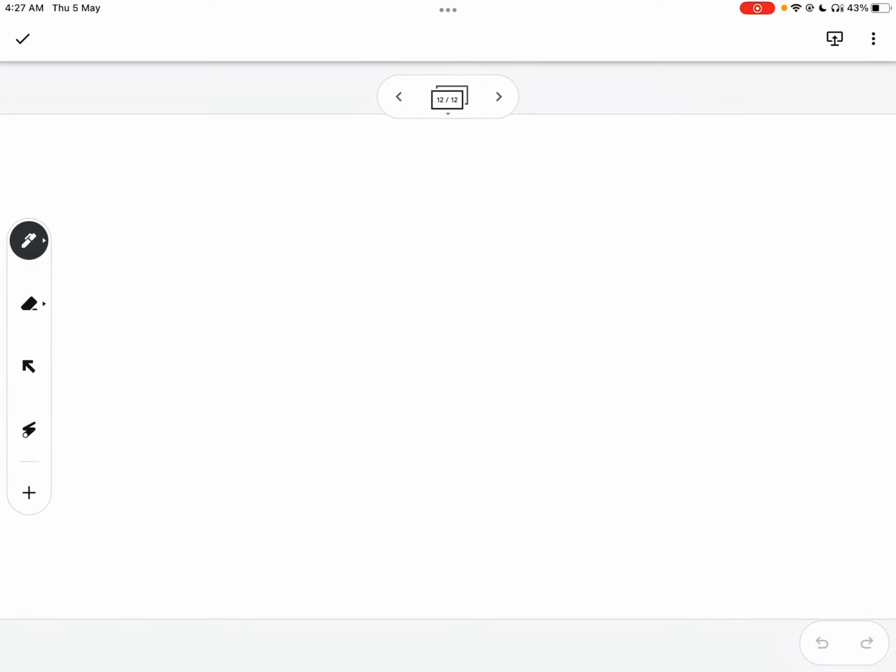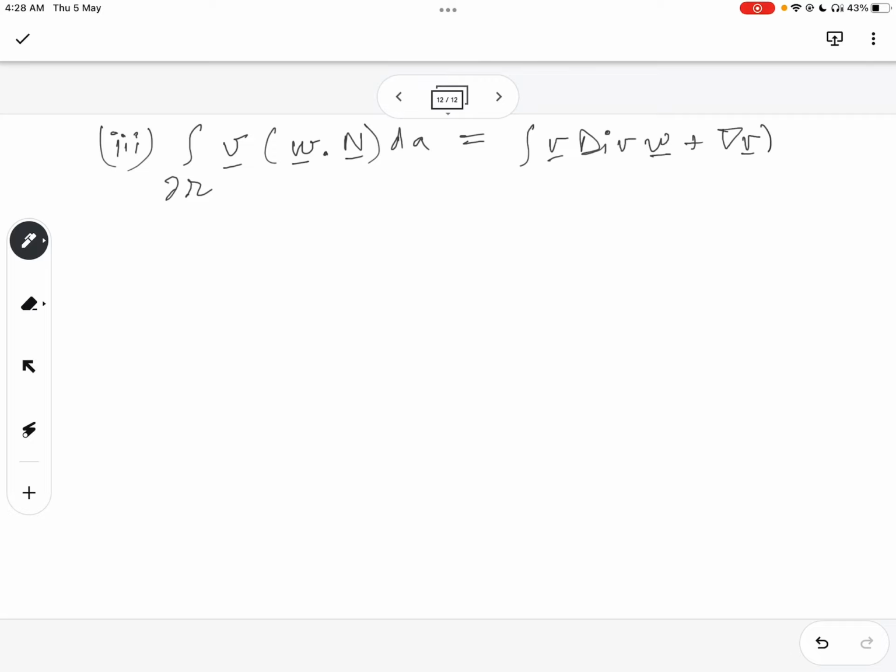The last problem which we'll look at for today is the third identity which we want to prove, that the integral over del omega of v multiplied by w dot n dA is equal to the integral of v divergence w plus del v w, dV.